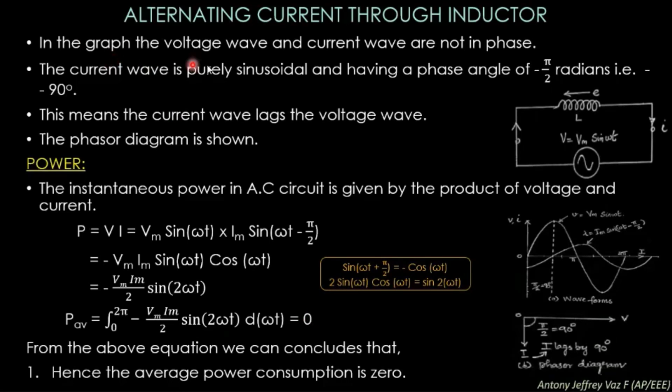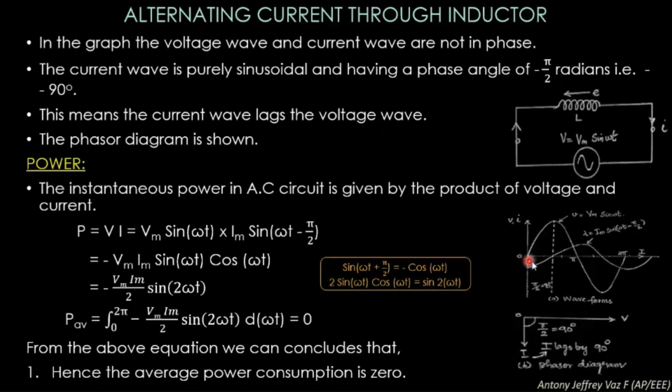In the graph, the voltage wave and the current wave are not in phase. Both are not starting at the same time and ending at the same time. The current wave is purely sinusoidal and has a phase shift of minus 90 degree. On comparing capacitance and inductance, inductance has a minus 90 degree phase shift. This means the current wave lags the voltage wave.